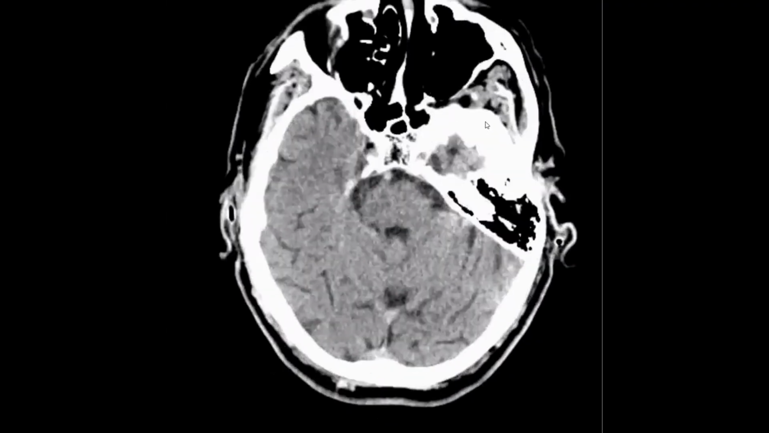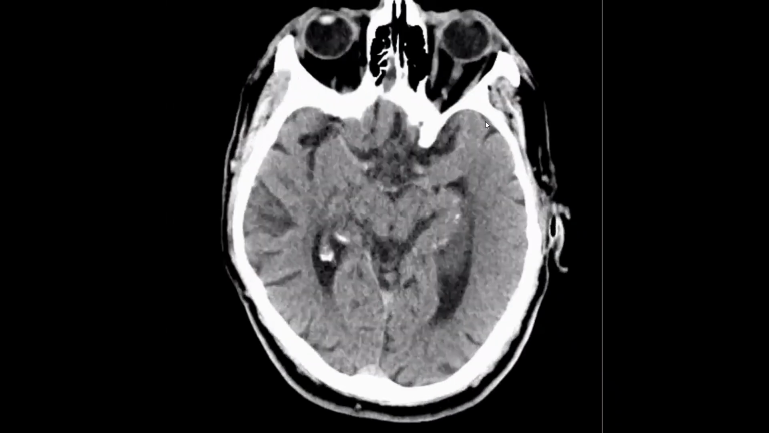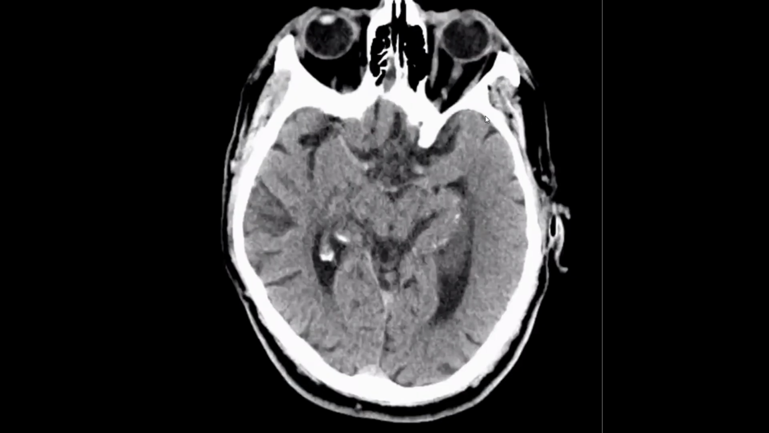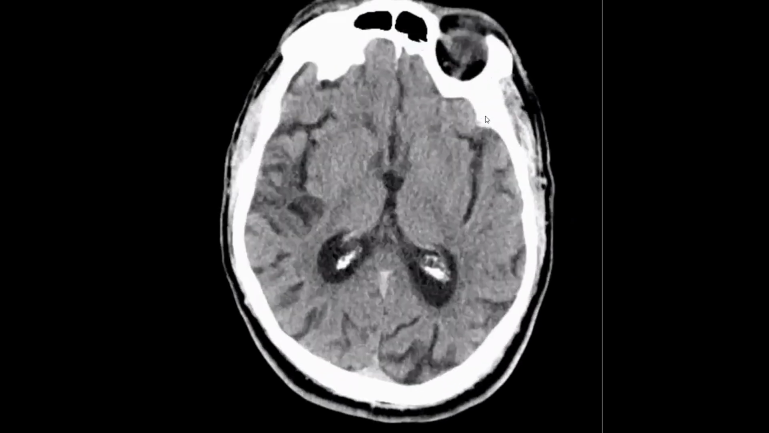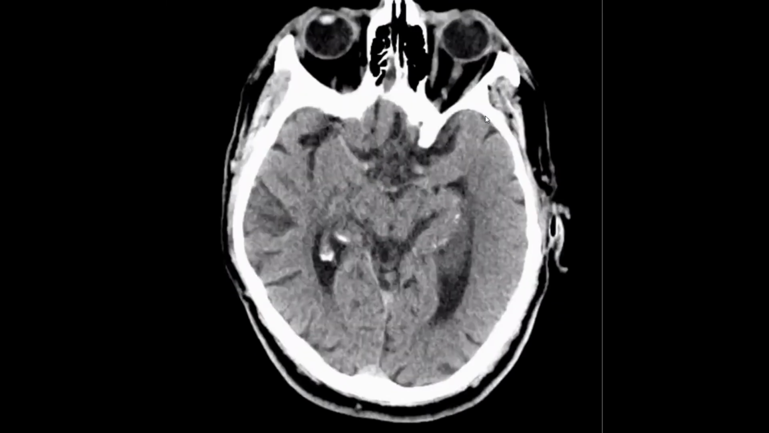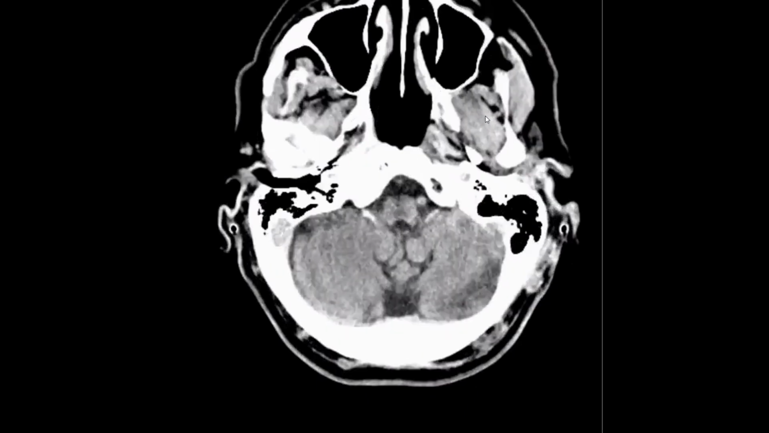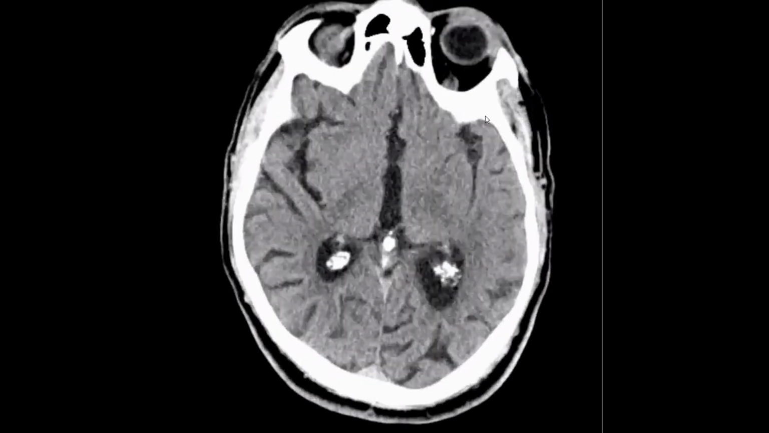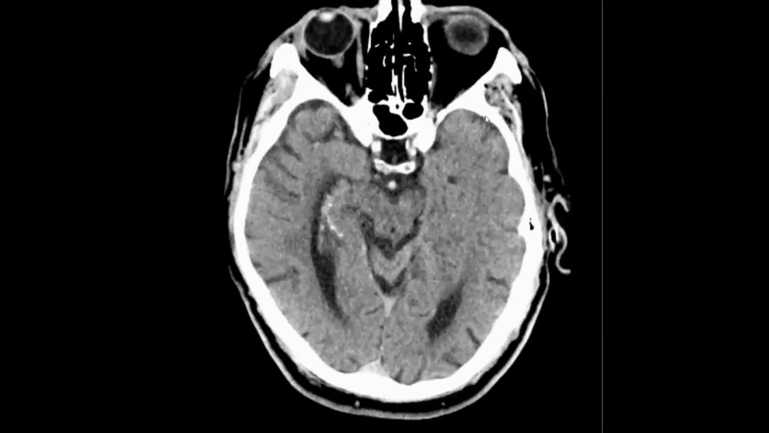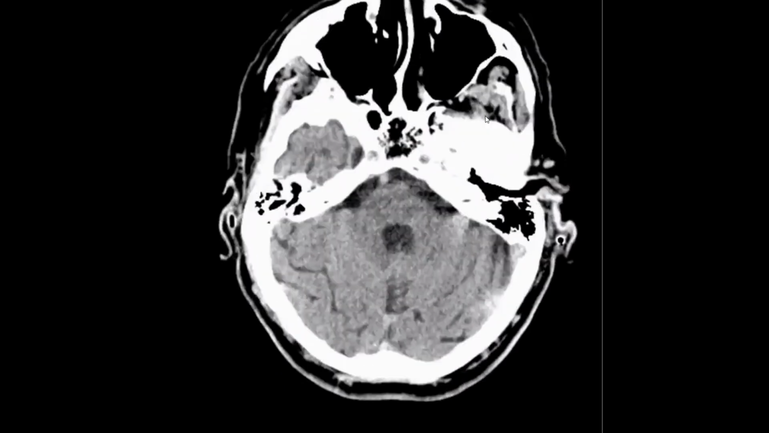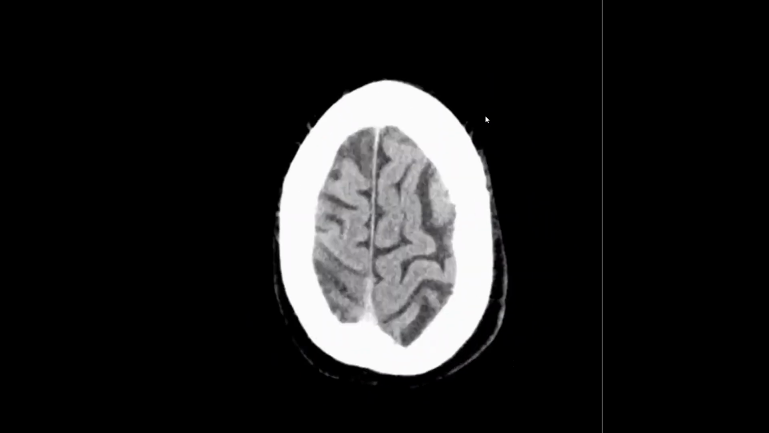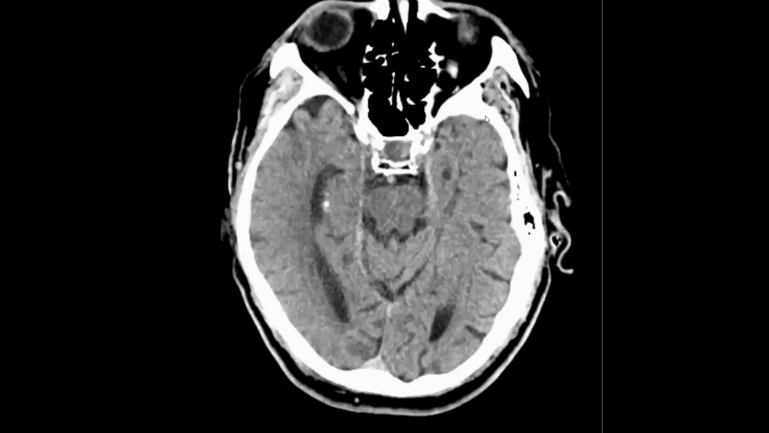Now checking the vessels. I think there is a dense right MCA sign. We don't really agree; the right side is almost the same as the left side. What else should we check? I can't see any infarction, no hemorrhage, no specific occupying lesion. Can I check the CP angle? No effacement of the basal cisterns, and no effacement of the sellar side.